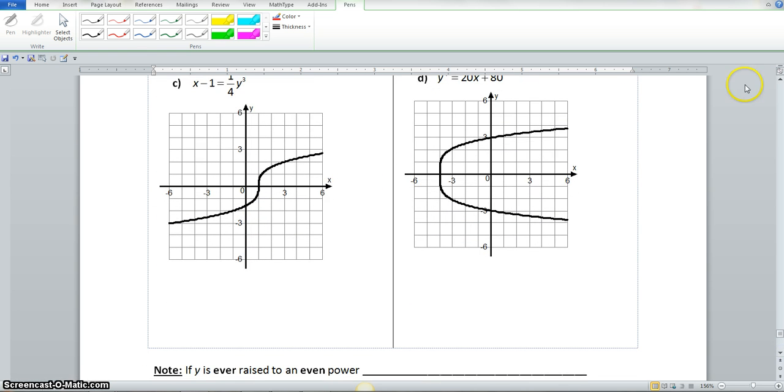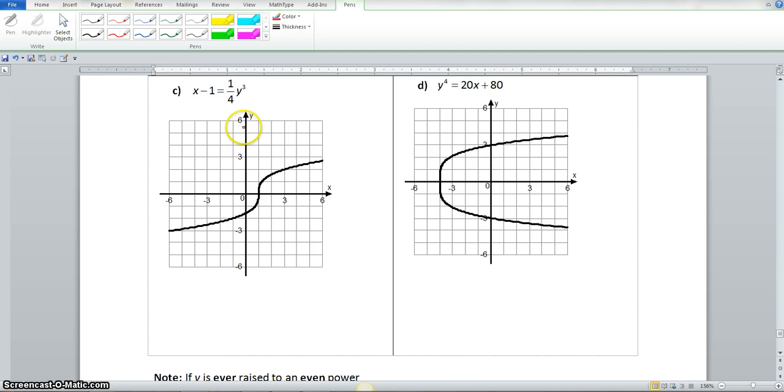Now we come here to c. We have x minus 1 equals 1/4 y to the third. Now when we look at this graph, it looks as though if you drew a line right here, it would hit more than one point. But actually, if you got even closer to this graph, you would see that these do not have the same x value. They're slightly different, even though they look like they have the same x value. So this is a function.